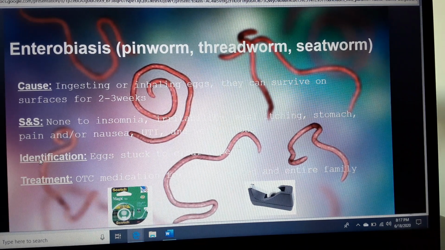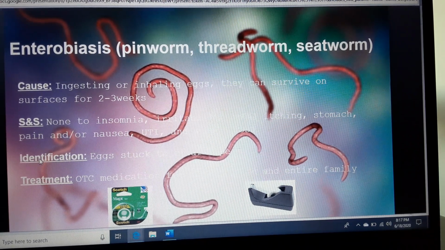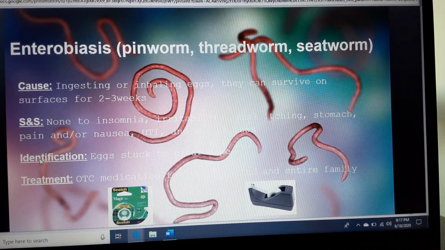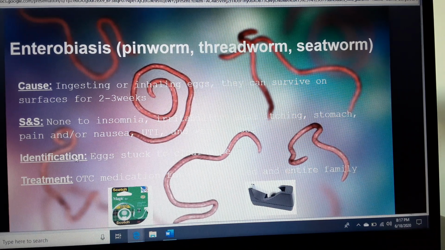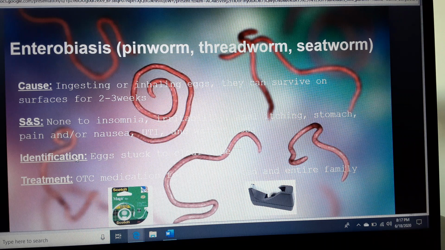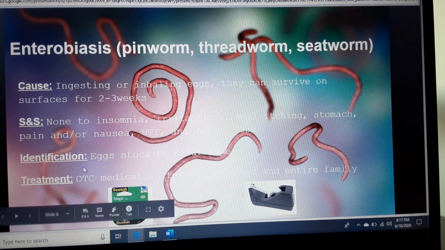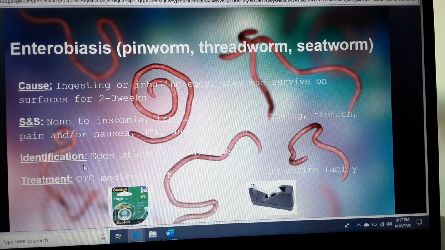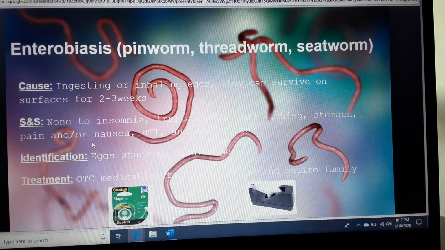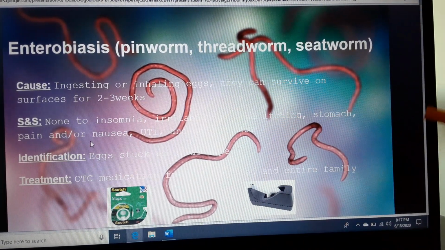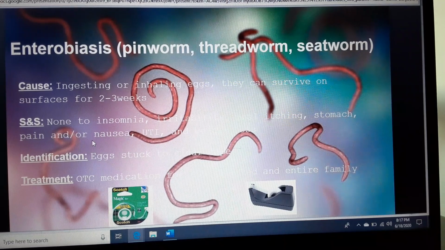Enterobiasis is the most common helminthic infection in the U.S. and can be identified by using clear tape and sticking it to the areas surrounding the anus. This tape adheres to any eggs laid by the female pinworm overnight. It is important to use the tape method in the morning so that the eggs aren't wiped or washed away. We will go over this more at the end of the slideshow. And this is the most beautiful image you will ever see of a pinworm, by the way.